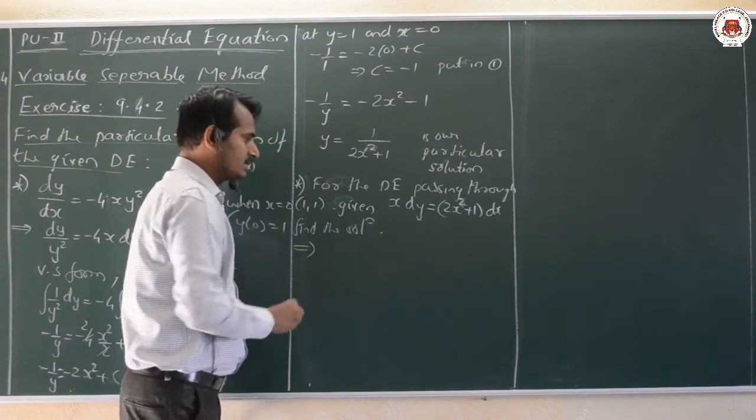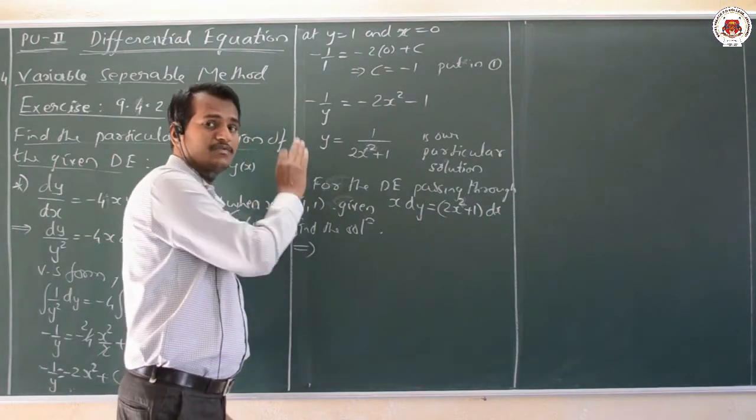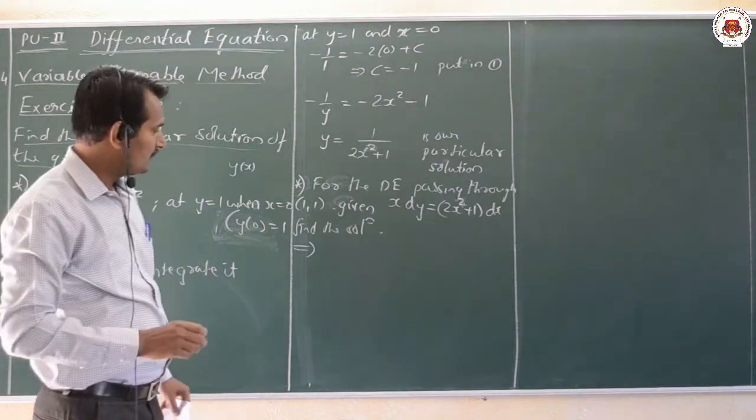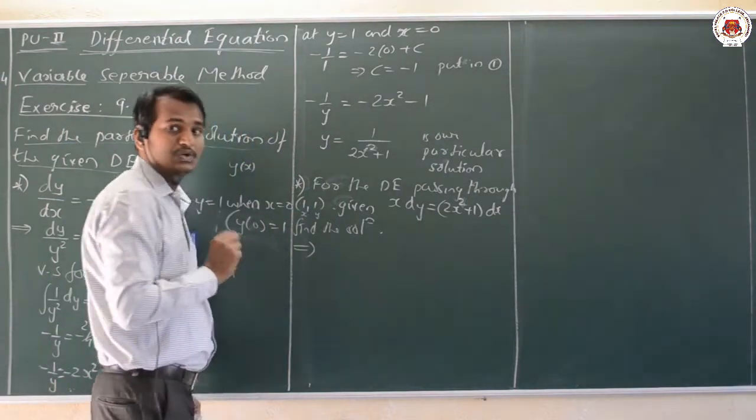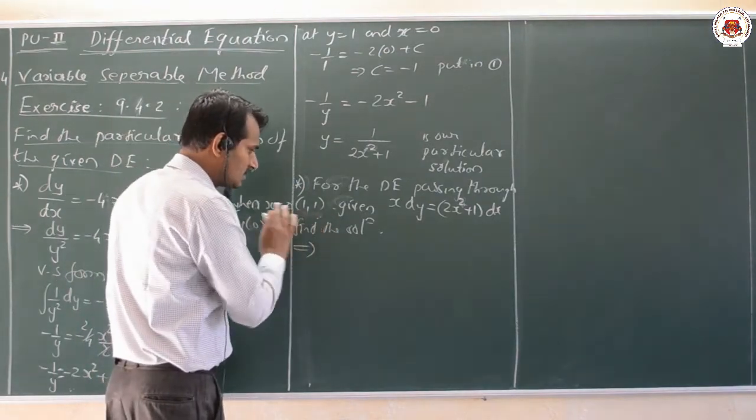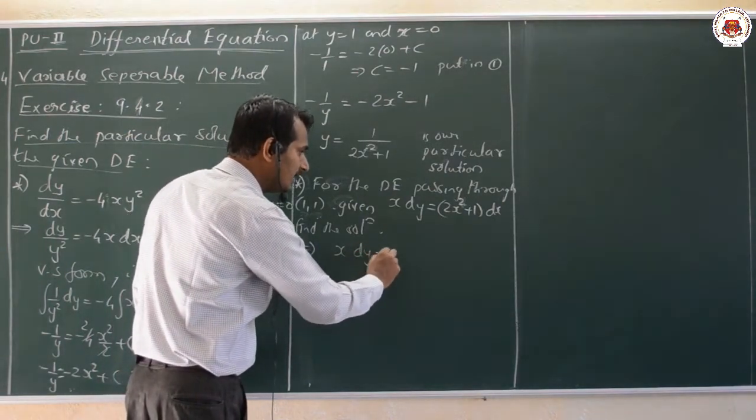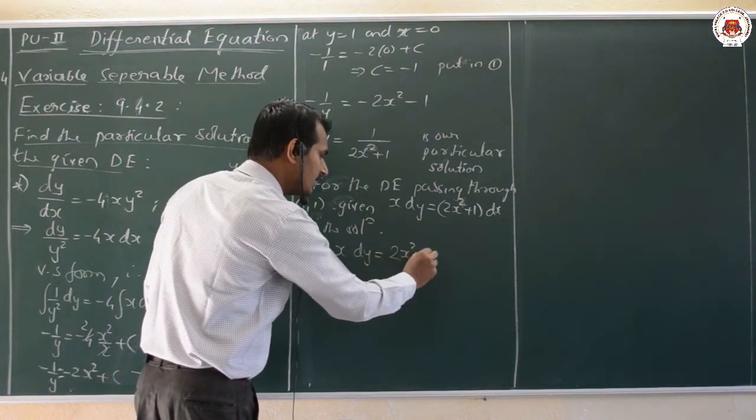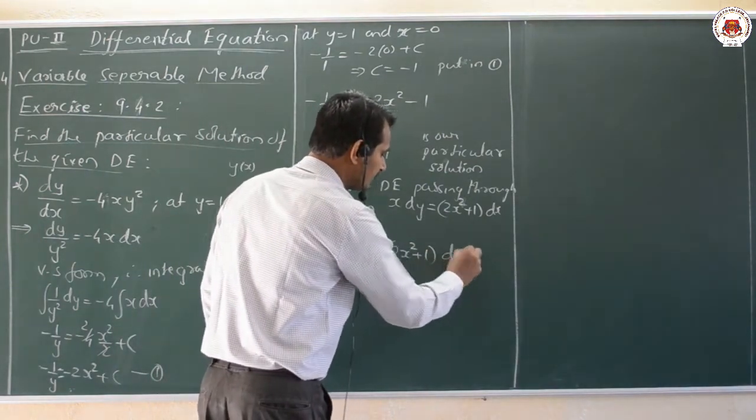Now, how to find the solution? Whenever the initial conditions are given, we are required to find the particular solution, with its values of x and y. My dear students, it is a very, very simple problem. First of all, we will write down the differential equation: x dy equal to 2x square plus 1 into dx.